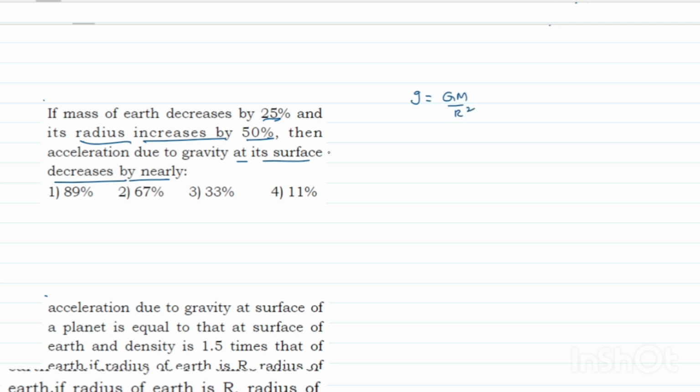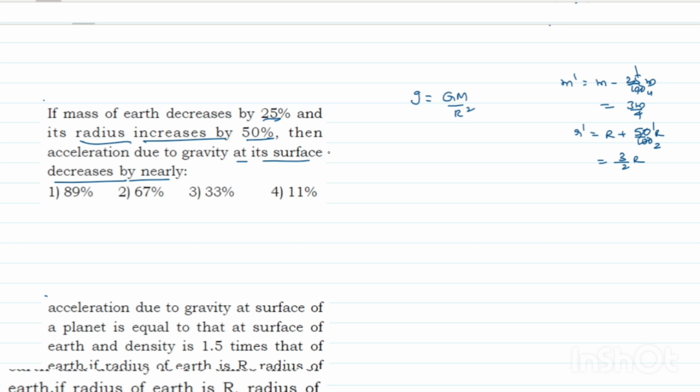Mass of the Earth decreases by 25 percent, so M dash will be equal to M minus 25 percent of M. Here 25 by 100 is 1 by 4, so we get 3M by 4. And the radius increases: r dash, taking the initial radius as r, plus 50 percent, that is 50 by 100, which is 1 by 2, so we get 3 by 2 r.